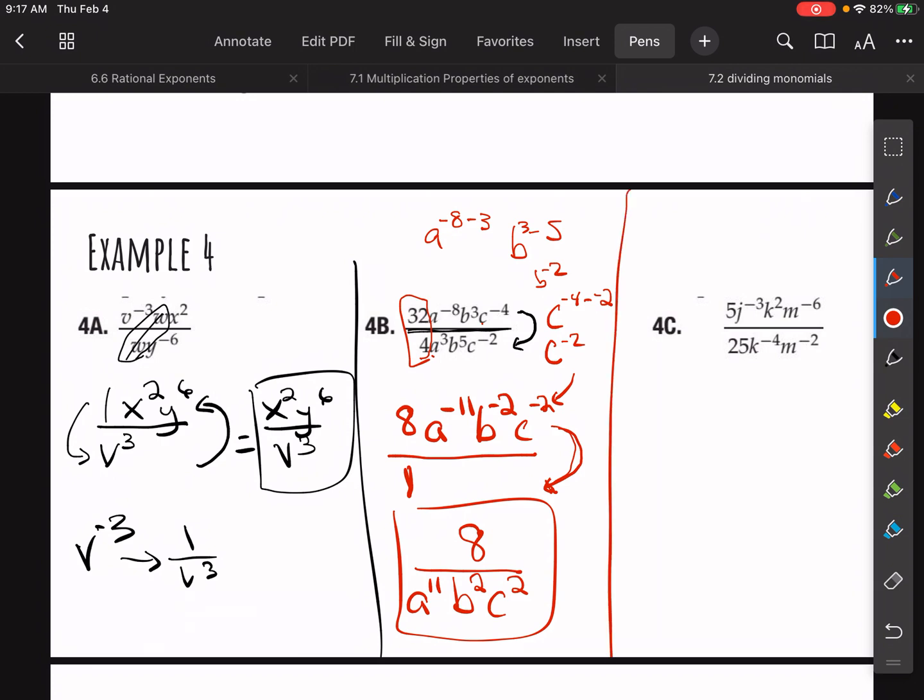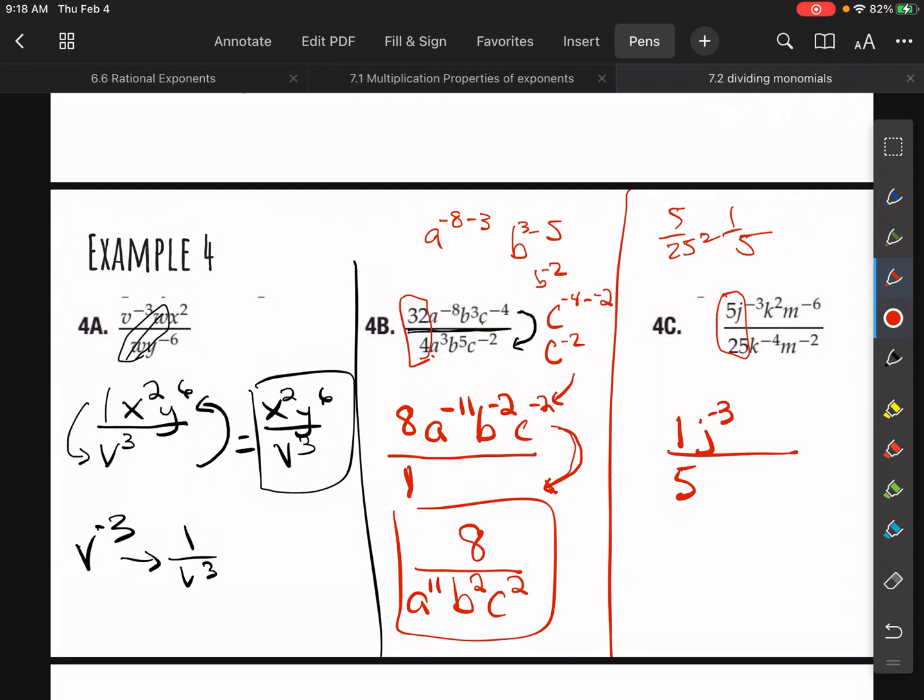So here we go. For this one, we have 5 over 25. Let's deal with that first. That's the same thing as 1 over 5. Make sure you don't put it the other way around. That fraction, 5 over 25, simplifies to 1/5, right? Then for my j's, I'll keep that j there since there's no other j's. J to the negative 3.